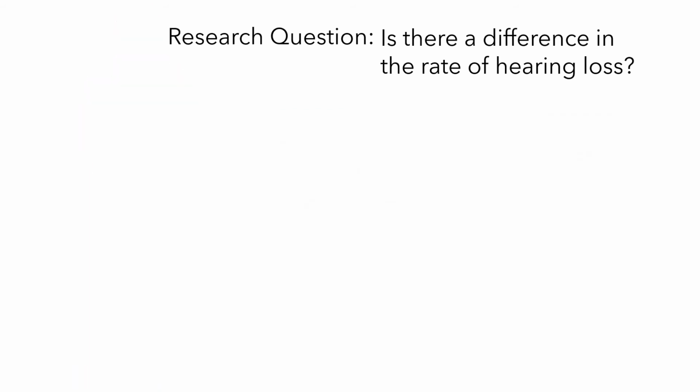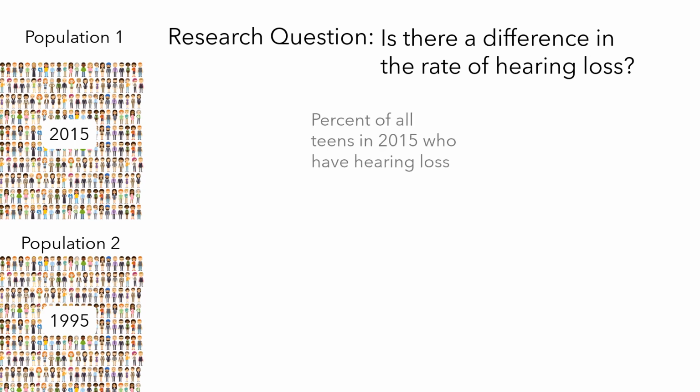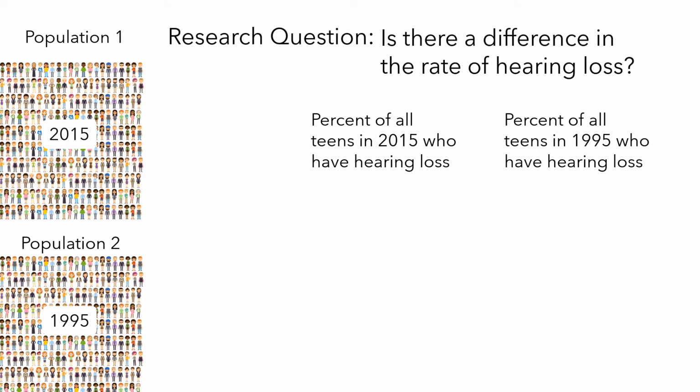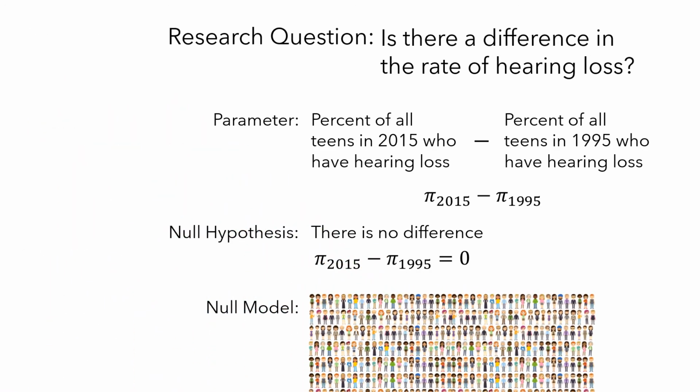Unlike previous examples, there are two populations, all teens in 2015 and all teens in 1995. So there are two parameters, the percent of all teens in 2015 who have hearing loss and the percent of all teens in 1995 who have hearing loss. And we combine these into a compound parameter by subtracting, and we usually represent this using symbols. In this case, the null hypothesis is that there is no difference between these percentages, that the difference in percentages is 0. And we would create a model for this null hypothesis by combining the data from the two samples. Let's look at one more example.